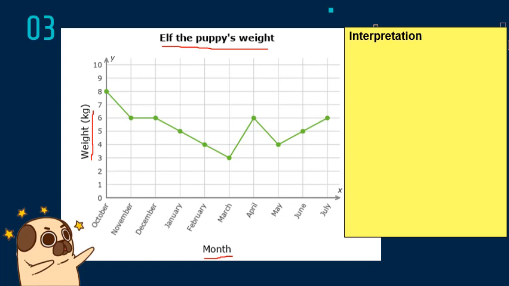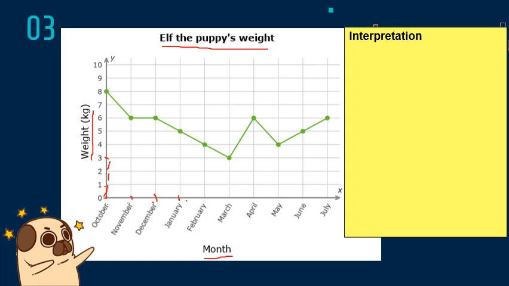Now each of these have a scale of 1-to-1 correspondence. So here I've got October, November, December, January. So it's just 1 month for each of these intervals. And the same with the y-axis. I start from 0, 1 kilogram, 2 kilograms, 3 kilograms. So each of these intervals represents 1 kilogram. So it's just going up by 1s.